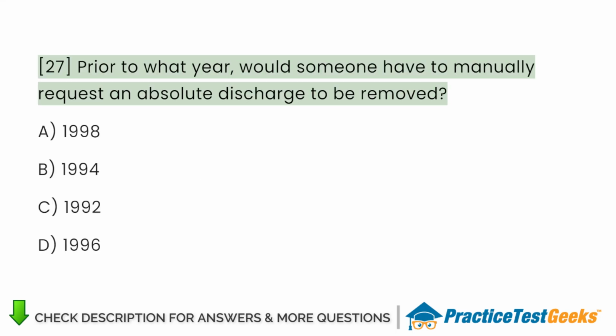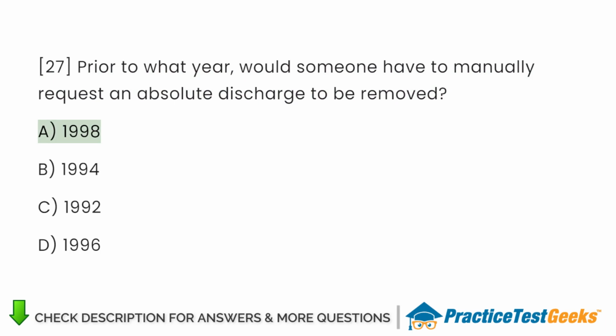Prior to what year would someone have to manually request an absolute discharge to be removed? A. 1998. B. 1994. C. 1992. D. 1996.